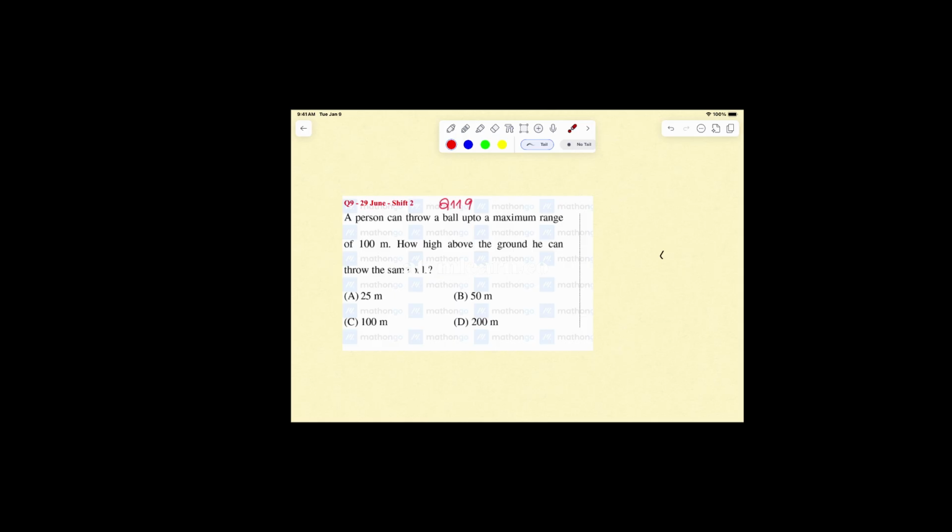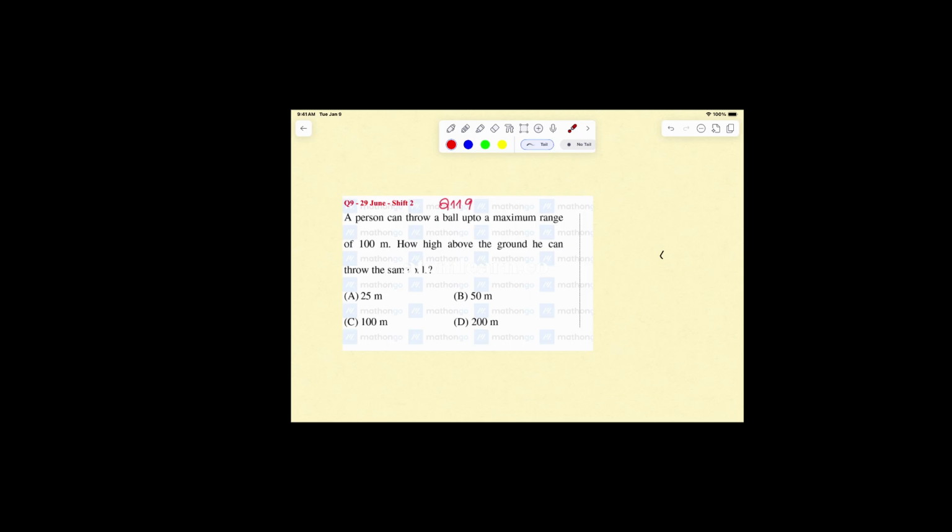Okay, next question, question number 119. A person can throw a ball up to a maximum range of 100 meters, that is R max equals 100. How high above the ground can he throw the same ball? We have to assume here that the u value is going to be the same for both cases. Therefore, in case 1, when he attains R max equal to 100 meters, the R max formula is u squared by g. So u squared by g equals 100.